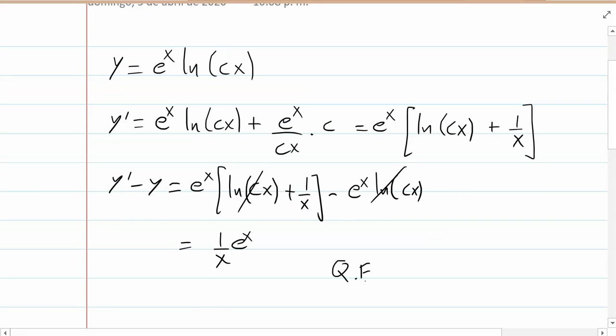So that completes checking and confirming this solution. And that's all.